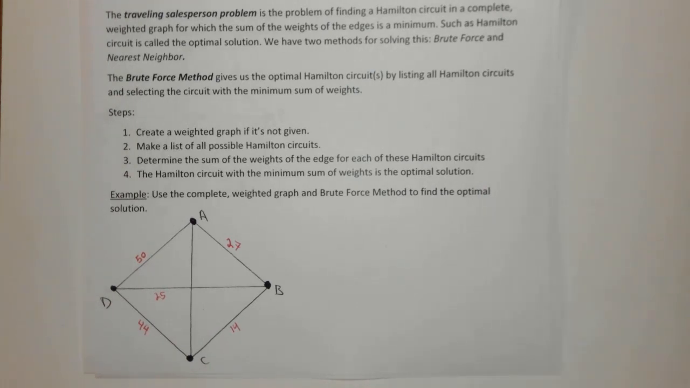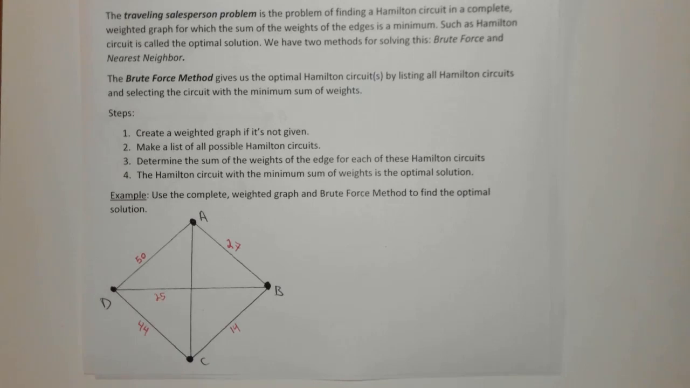We're going to create a graph if it's not given. Generally, you see a graph in the homework. Sometimes they tell you a story that you're maybe doing some errands, and you have to go to the hospital, the post office, or whatever. And then you create the graph yourself. Here, I've already given it to you. You make a list of all possible Hamilton circuits.